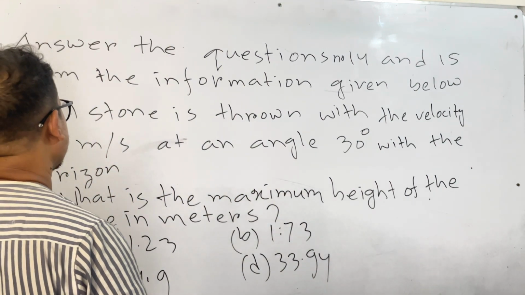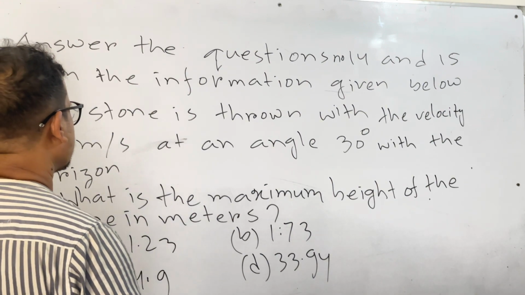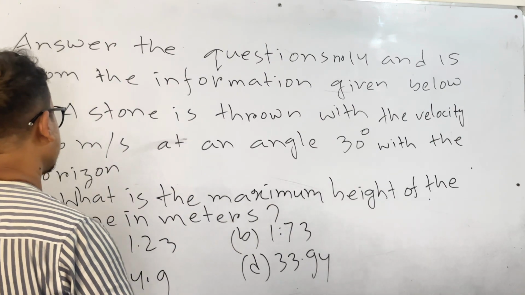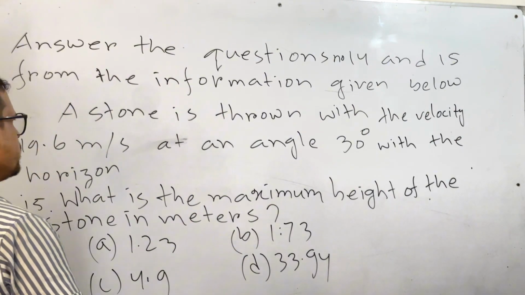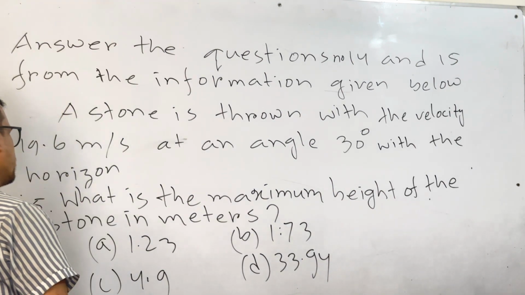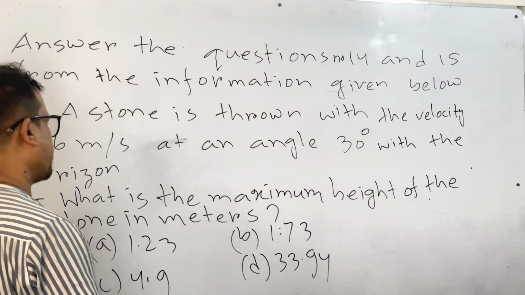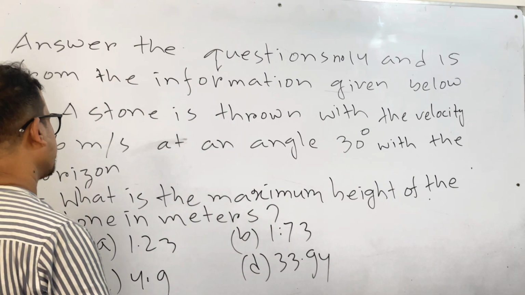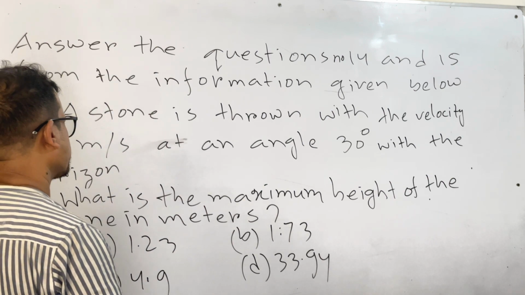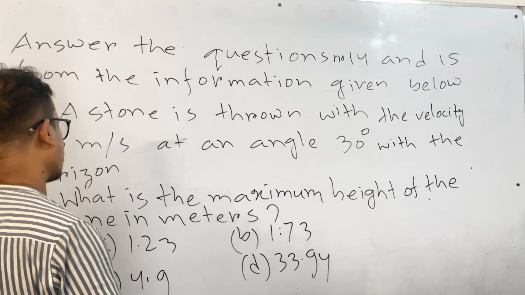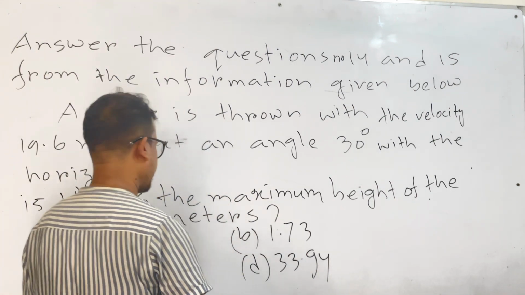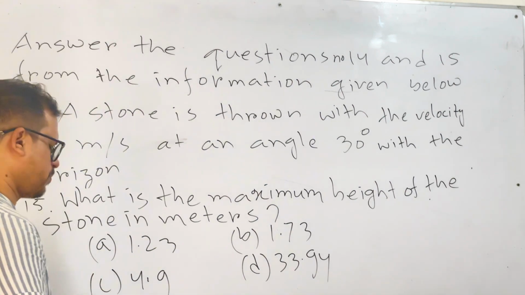Just now I have completed 14, now question 15, and the information is given. A stone is thrown with the velocity 19.6 meter per second at an angle 30 degree with the horizon. What is the maximum height of the stone in meters? We have to find out the maximum height. There are two pieces of information given: angle 30 degree and velocity 19.6. From this information, we have to find out the maximum height of the stone in meters. 1.23, 1.73, 4.9, 3.96.